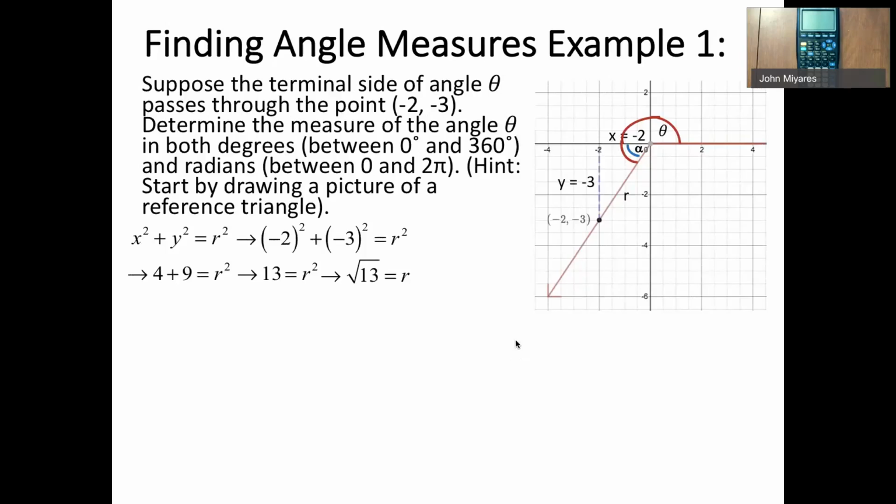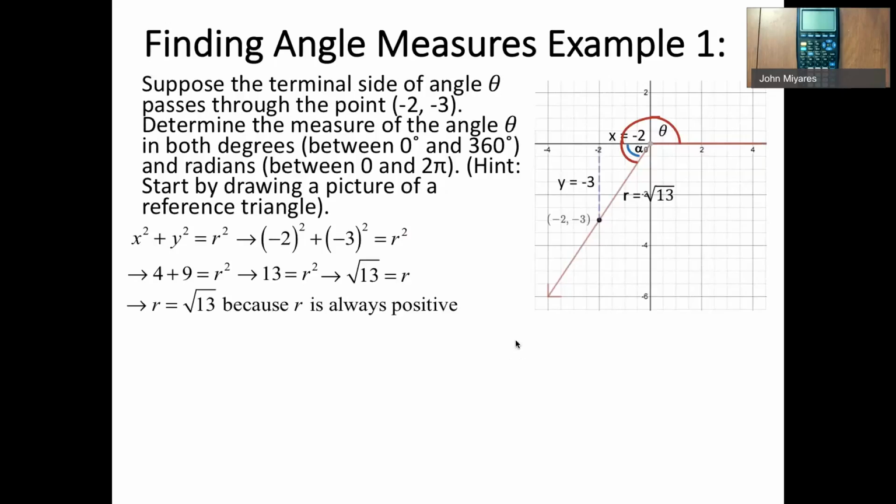As a reminder, r is always going to be positive no matter what quadrant we're in, while x and y could be positive or negative depending upon what quadrant we're in. Since this angle lies in quadrant 3, x and y are both negative, but the r value comes out positive. So let's label our hypotenuse r equals the square root of 13.